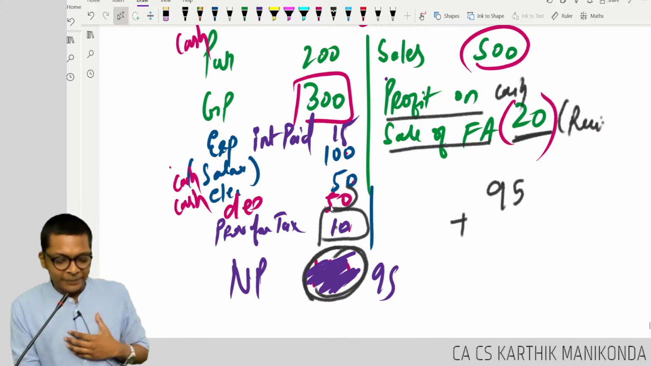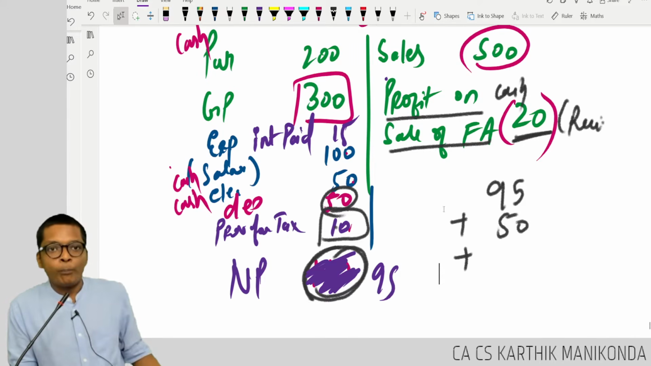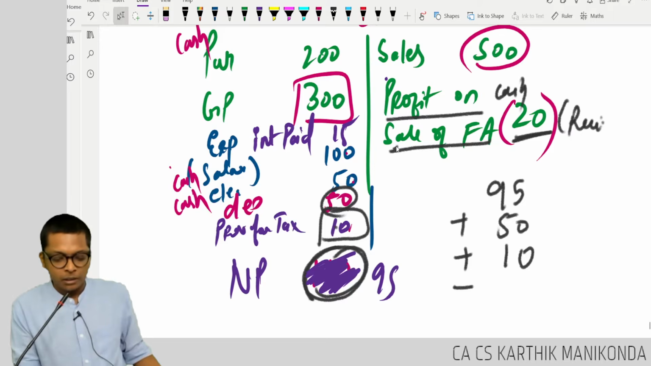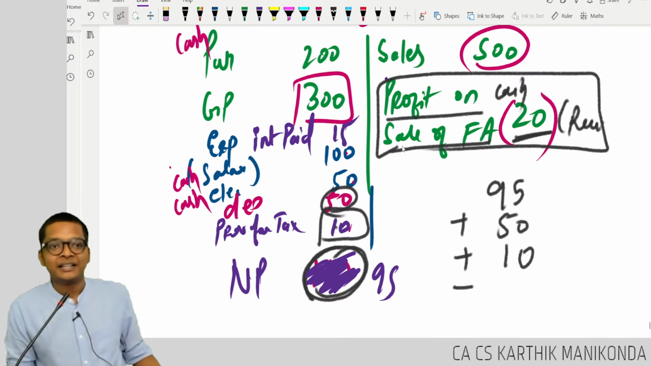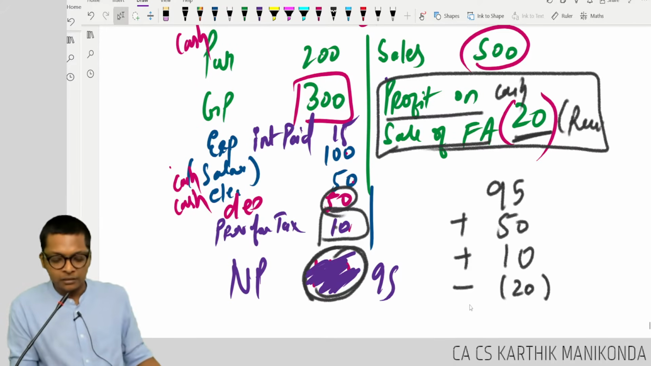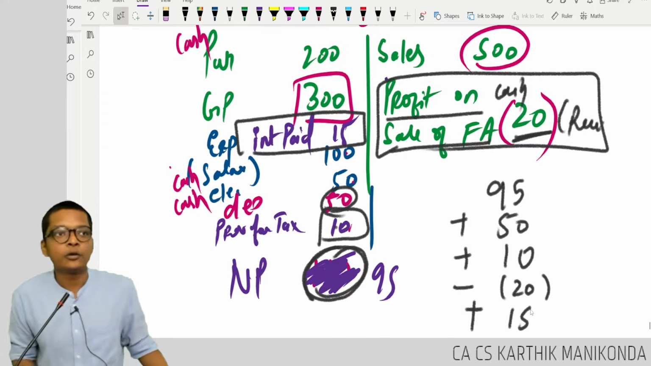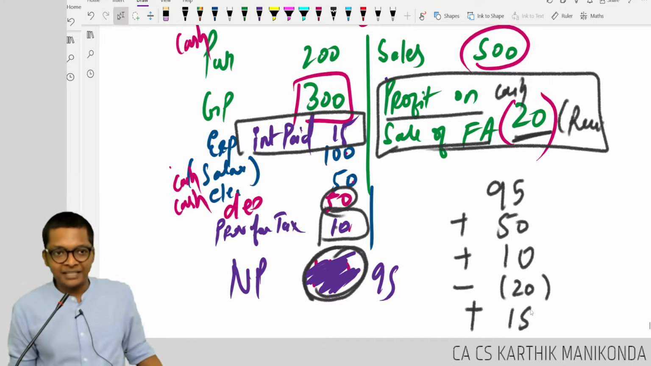Depreciation of 50. Add back provision for tax 10, minus profit on sale of fixed assets, how much? 20, because this belongs to investing. Again, add back interest paid 15. Are you following? Why are you adding back interest paid?